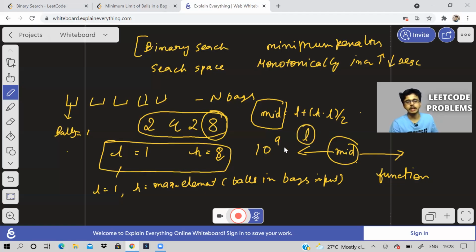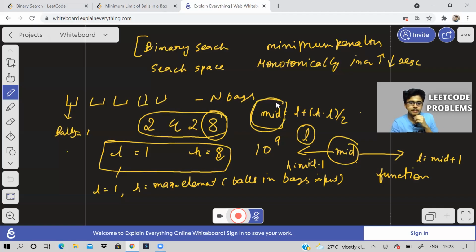So what does it mean to check on the left side? We will make h equal to mid minus 1. And if our condition is false, that condition, that function we will write, then we will go on the right side, correct? Okay, this much we know now.